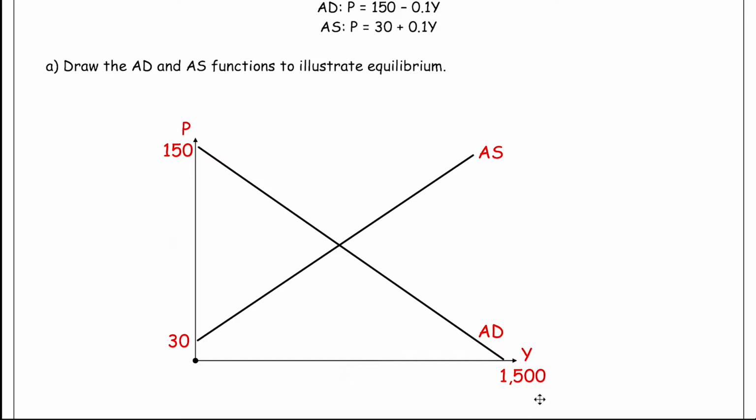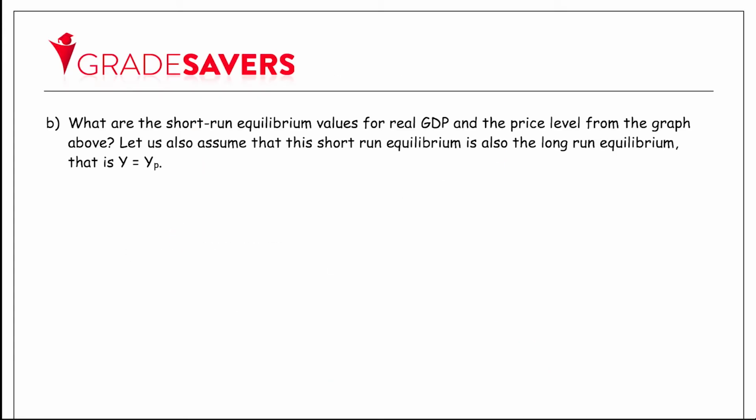The sweet spot in your market diagram is where AD and AS intersect, where they essentially touch each other, and this is what determines the equilibrium. So for required A, we simply want to show AS and AD and this equilibrium point. Let's have a look at required B.